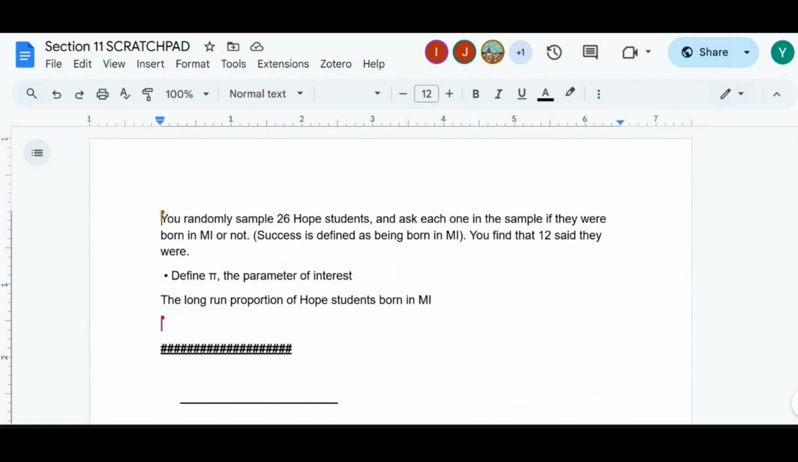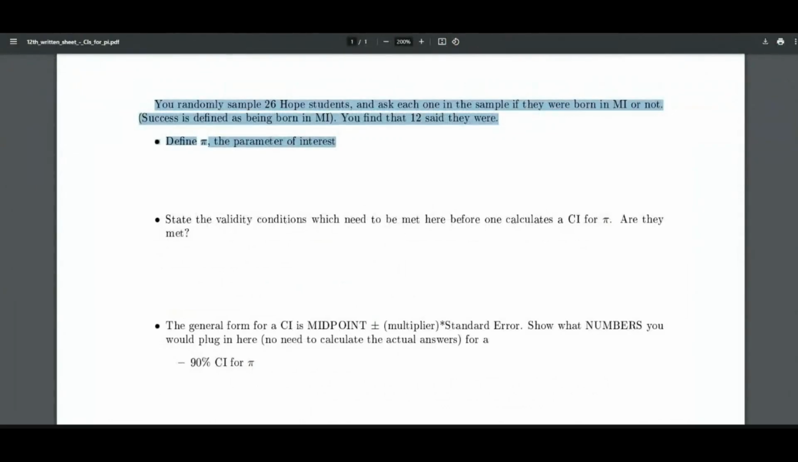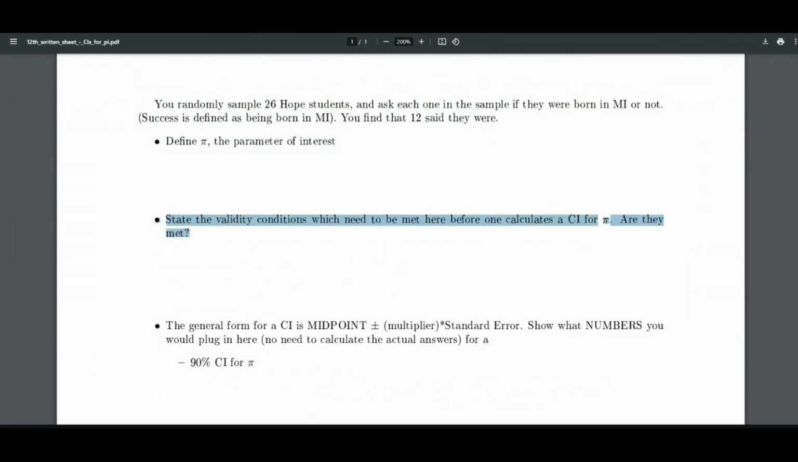Don't worry. All right. The long run proportion goes to pi. Yes, nothing more than that. That's it. And it's pi. Okay. So let's continue. There are other questions I want to talk about. State the VCs which need to be met, and are they met here? Okay, let's try this. Does anyone know?